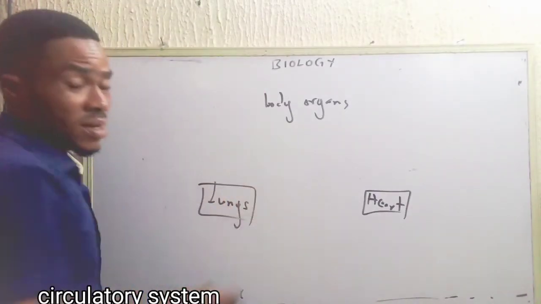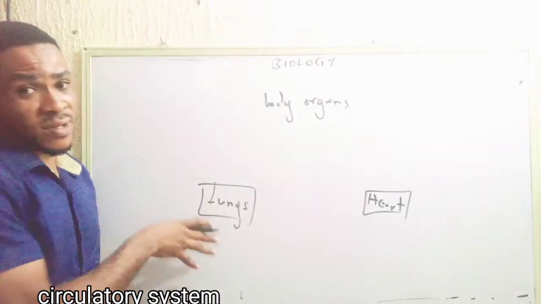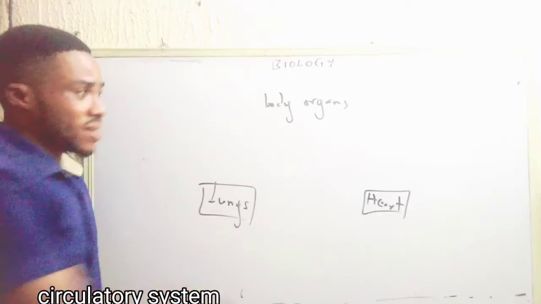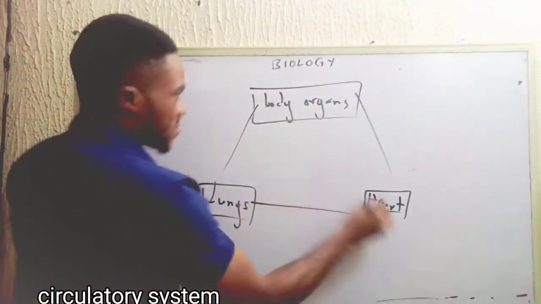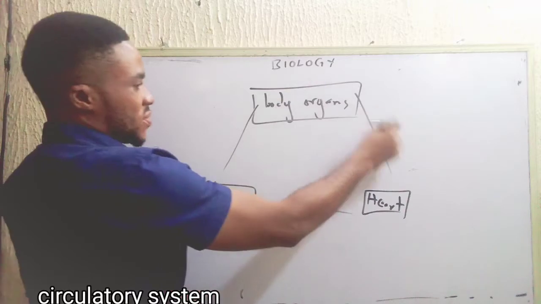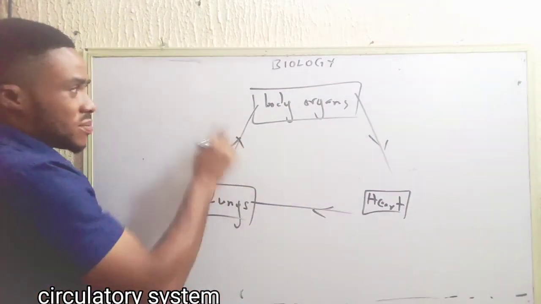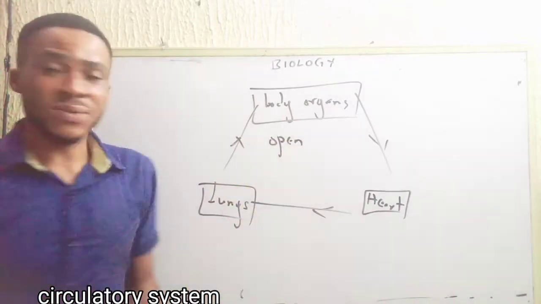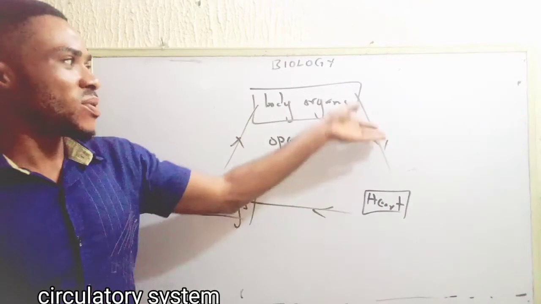I have the lungs. The organ may be using gills or whatever you use for respiration. That's the function of the lungs, to supply oxygen. So I'm using lungs here. You can actually use the gill. So if these are the body organs that are linked up in this manner, the blood flows from the body organs to the heart, and the heart pumps to the lungs, and the lungs send it back to the body organs. That is for the open circulatory system.